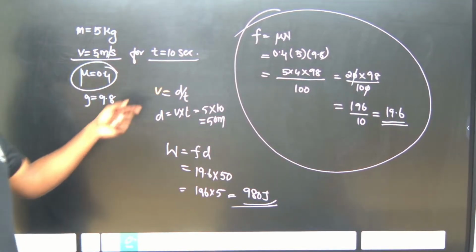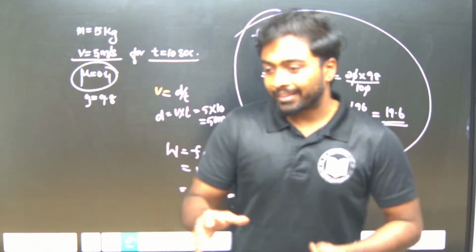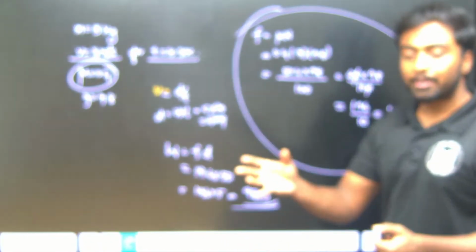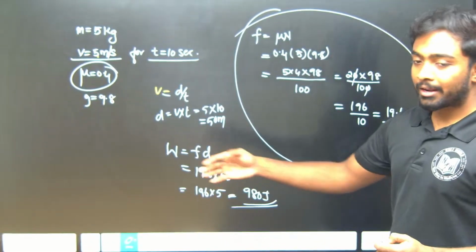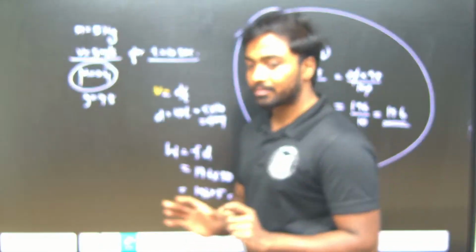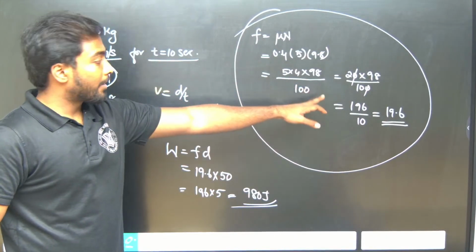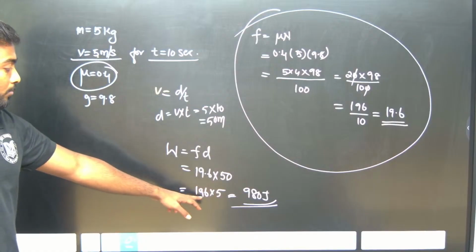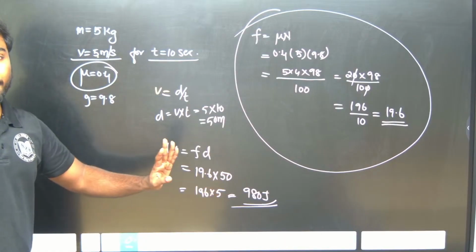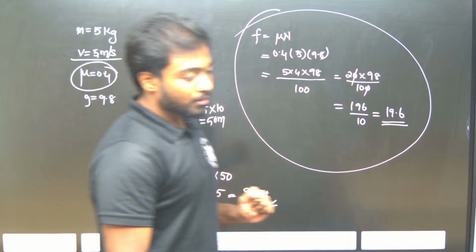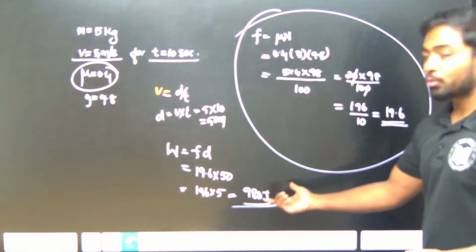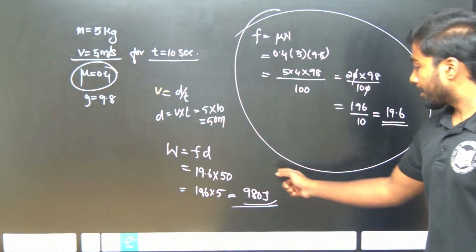For calculation purposes, if the options are given like 980, 970, 960, some other options, now we have used 10. If we use 10 for g, what answer would we have got? It would be 200 here, and here we would have got 1000. So 1000 is nearest to 980, the nearest value. So I can get the answer: 980.